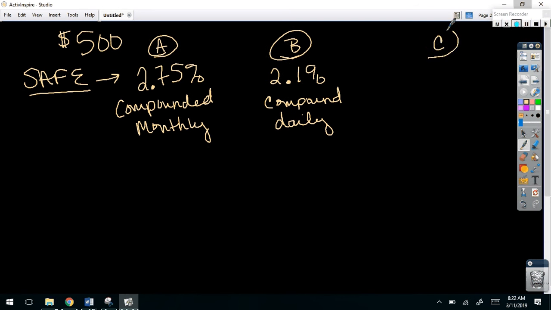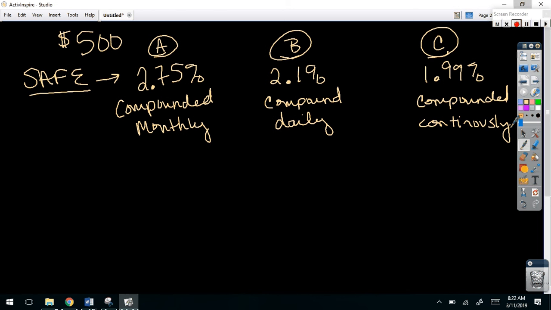Or option C, 1.99% interest, compounded continuously. And so the question is, which is the better deal? Which one should you put your money in?